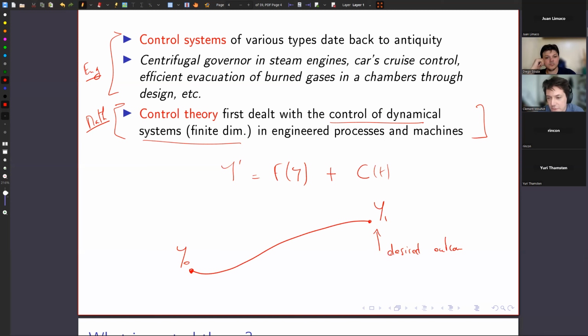Okay, so control theory, of course, if you know control theory, what I'm explaining is trivial, but if you've never seen control theory, the idea is very simple. You want to find the control c in order to realize the desired outcome. That's one of the formulations of control theory. And you can easily see that it appears everywhere in engineering, when you want to force a system to realize a certain final state.